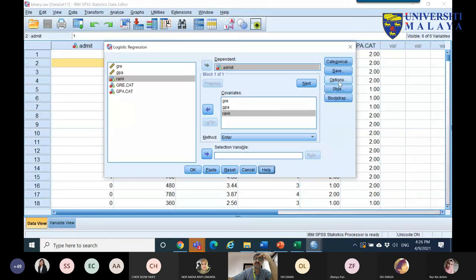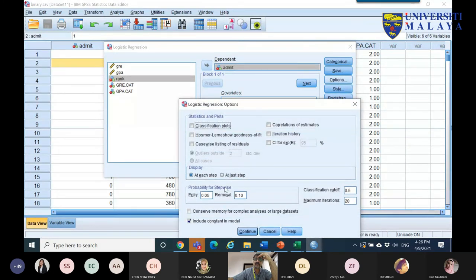So if you look here, under option, we have the probability for a stepwise. We enter a variable into the model when the p-value is 0.05, and we remove it if the p-value is more than 0.1. So it's a bit more conservative, but if you want it to be more sensitive, you can play around with this for removal and entry into the model. You can use the same value, or maybe you can put both, for example, one. You can play around with these probabilities of a stepwise.